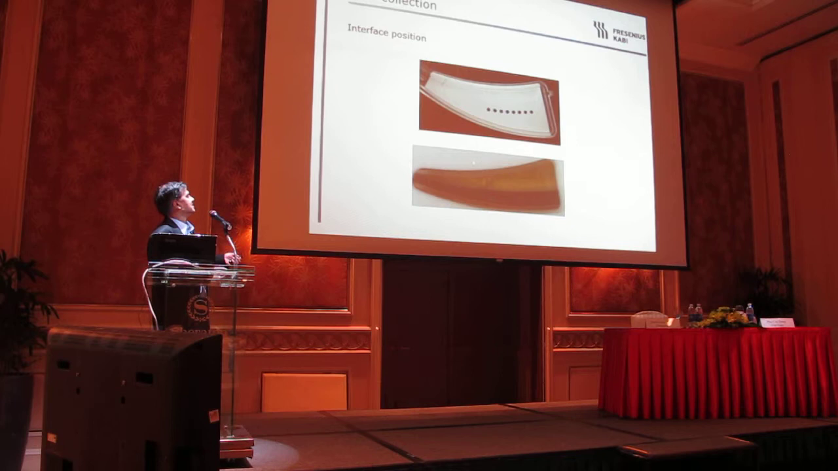What is important is the interface position. This is the empty position without the cells here. This is what you see, the layers. The buffy coat layer is formed here. These are red cells and this is the PRP. This is what is seen in this portion.